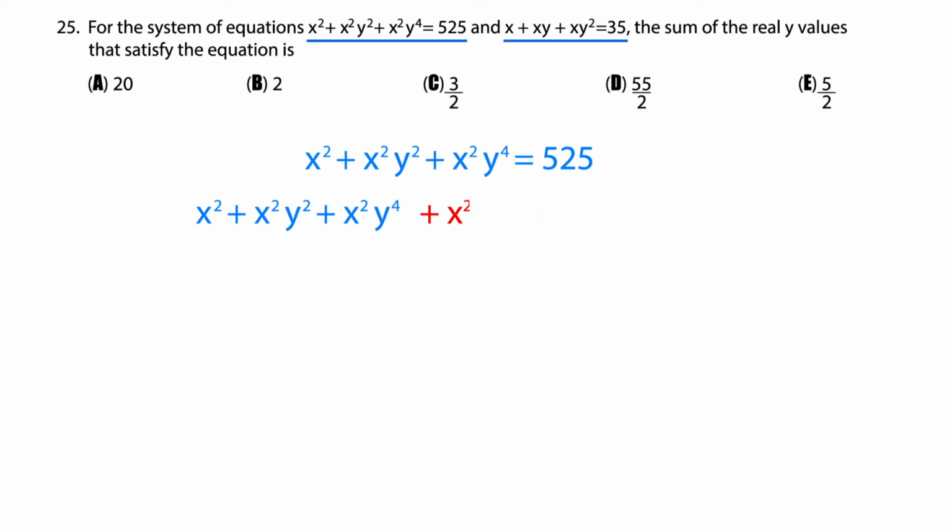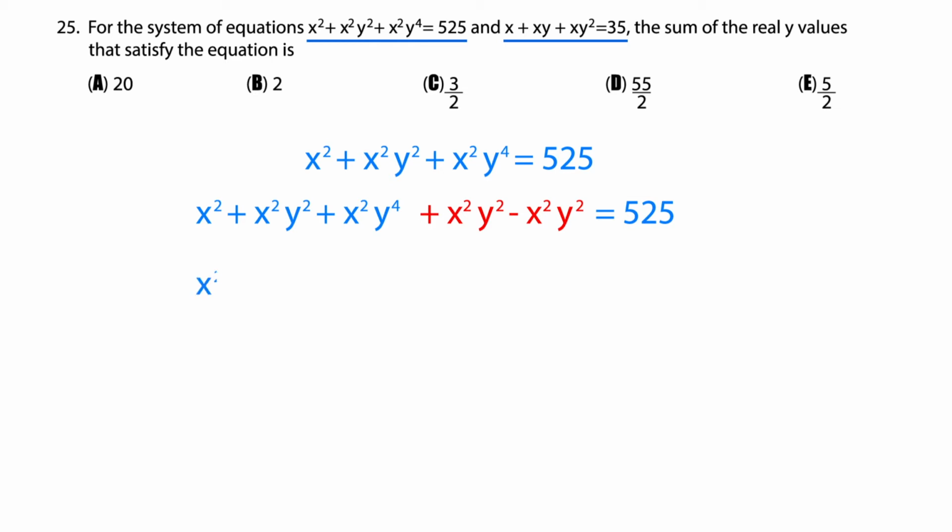So far everything is fine. And then we have to put in something. Remember, if you add something, you have to subtract it. You can't just add something because it changes the equation. So here's this magic step. You add x squared y squared, and then you subtract x squared y squared. All right? Everything else is the same. If you do that, that will allow you to factor things out.